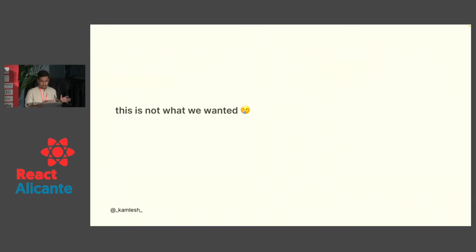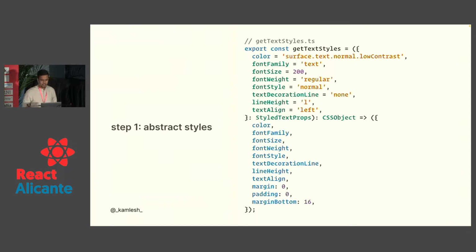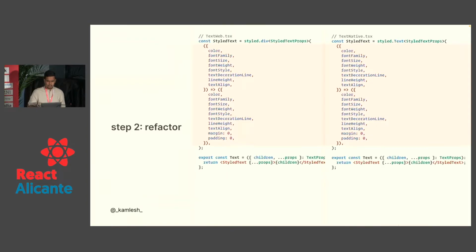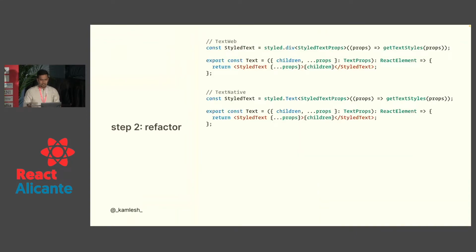Now, this is not what we wanted. So let's see what we can do to make it better. First thing, we saw that the styles are common. Let's try to abstract it out. So we create a function called getTextStyles, make it accept certain arguments, basically our props, and then let it return all the props based on some styling. Now, we could literally remove this part and replace it with the function that we just wrote. So now our two big implementations are refactored to this much. You just call getTextStyles.